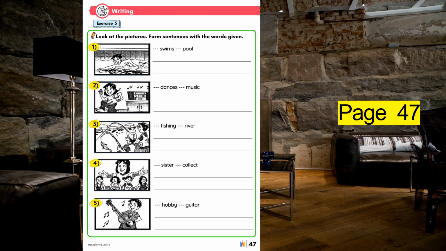Page 47. Take a look at page 47. You're going to write the sentences on your own now. Okay, so just before you write, take a look at the meaning of words on the right hand side. Like number one, pool means 游泳池. Okay, so you write a sentence on your own.